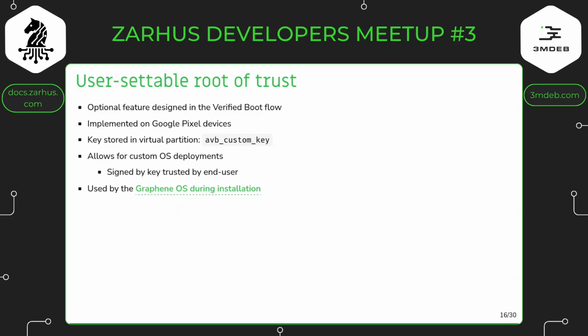So this path is used by the custom ROMs, such as GrapheneOS, during installation, where we unlock the bootloader, we set a custom key and we lock the bootloader back. It is a bit similar to UEFI secure boot, a custom keys mechanism.